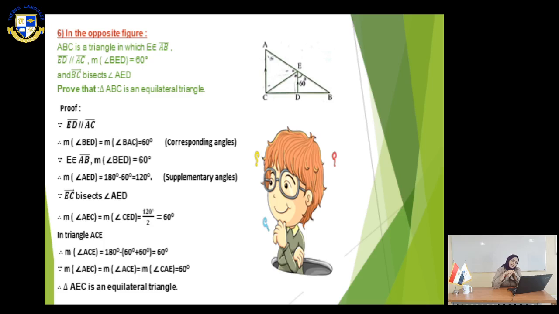Also we have EC bisecting the measure of angle DEA. So we can divide 120 into two parts, angle DEC and angle CEA. Each of them equals 60 degrees. Let's move to triangle ACE. Angle ACE equals 180 minus 60 plus 60 equals 60 degrees. As we see, we have three angles that are equal. The measure of each of them equals 60 degrees. So we can say that triangle AEC is an equilateral triangle. That's all, and thank you for your time.